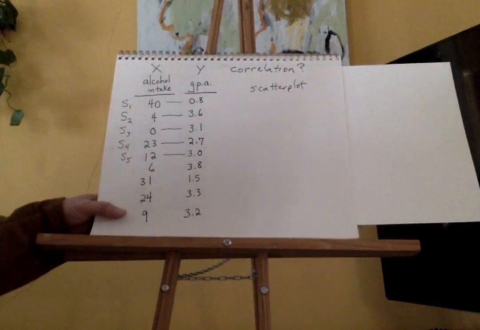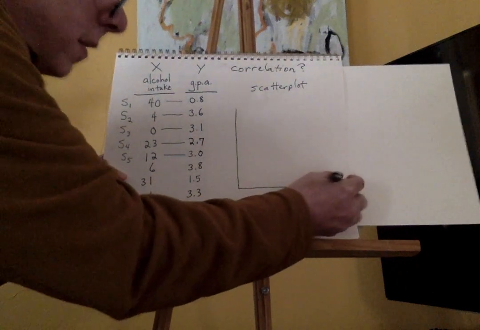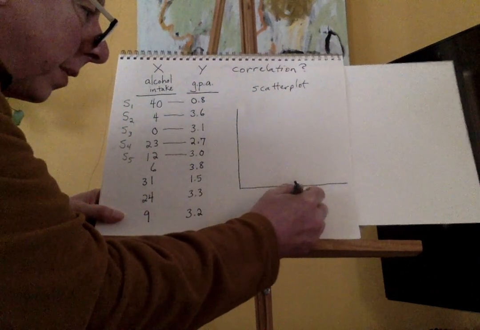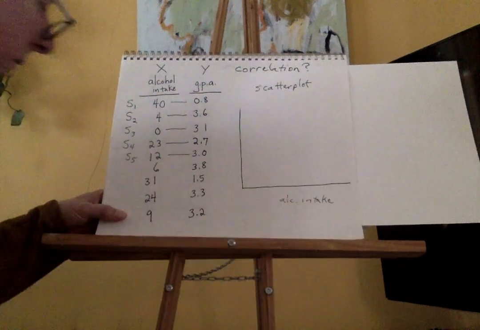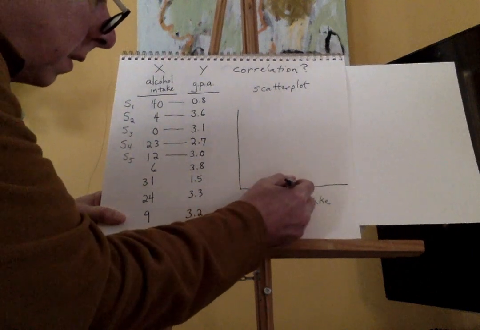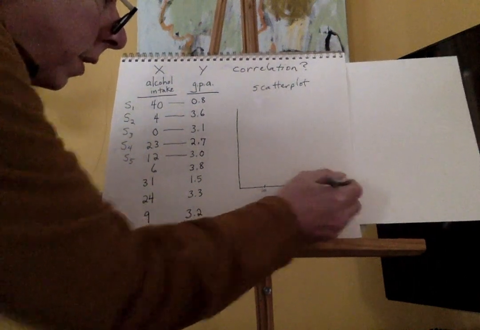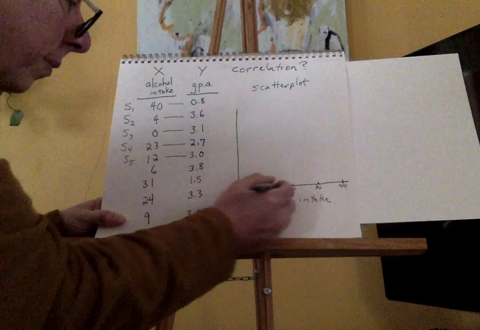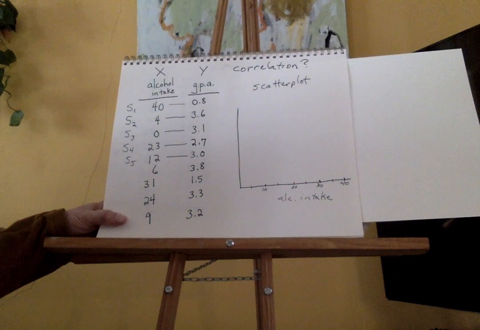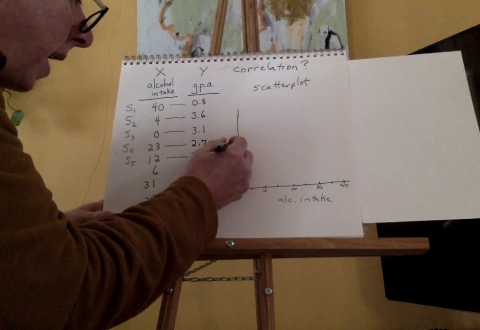Some people call this a scattergram. What I'm going to do here is make a graph, sort of. I'll put my alcohol intake on the bottom. So we go from 0 to 40. Let's do this: 10, 20, 30, 40. That would be 5, 15, 25, 35. That's my x variable. And then on the y-axis, I'm going to put GPA.